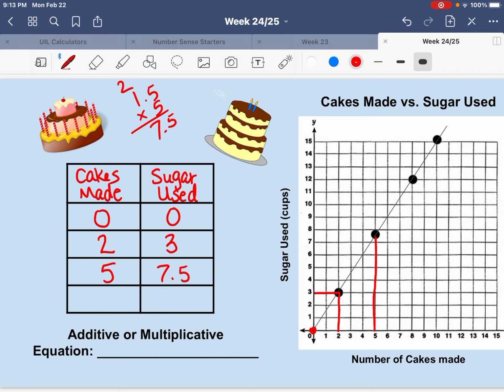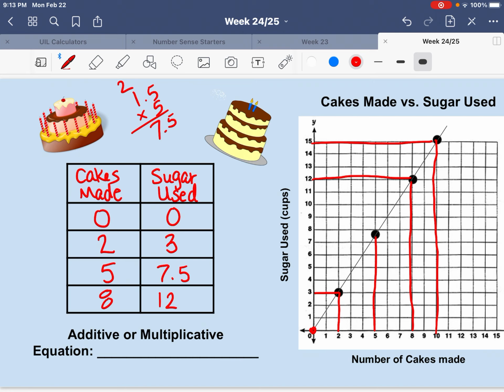If you make 8 cakes, if we look on the graph, it looks like you'll use 12 cups of sugar. And I just picked things that were easy to spot on the graph. We could have used this point right here, where if you made 10 cakes, it'd be 15 cups of sugar. Or any other point that looks like it's on the graph.